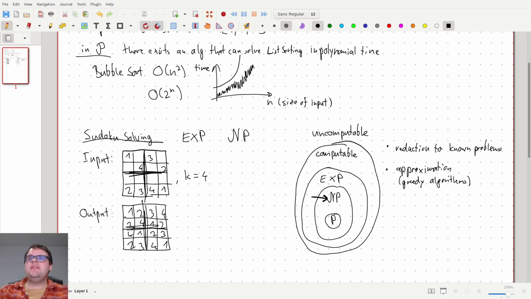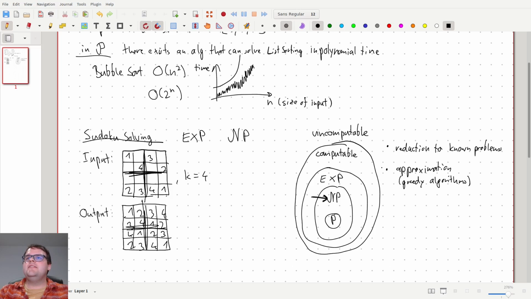So what does that mean? It means you're no longer looking for the perfect solution, but you're looking for one that's good enough. And because you're no longer looking for a perfect solution, you can solve something more efficiently. You can solve it in polynomial time rather than exponential time.